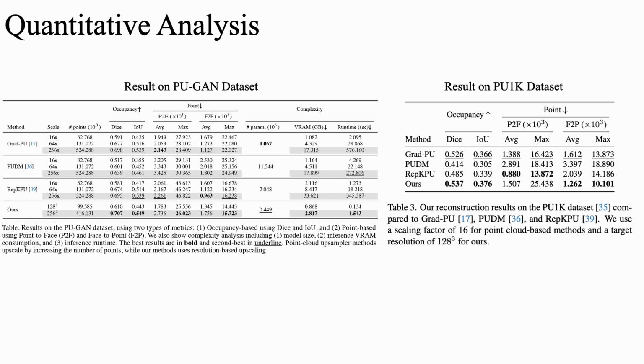We evaluate the model performance on two standard datasets for point cloud upsampling called PUGAN and PU1K. For PUGAN, we test on multiple upscaling factors, while for PU1K we evaluate on the highest upscaling factor. Compared to the existing point cloud methods, our approach achieves comparable reconstruction performance in both occupancy and point-based metrics, and shows dramatic improvement in efficiency with much less VRAM usage and inference time.